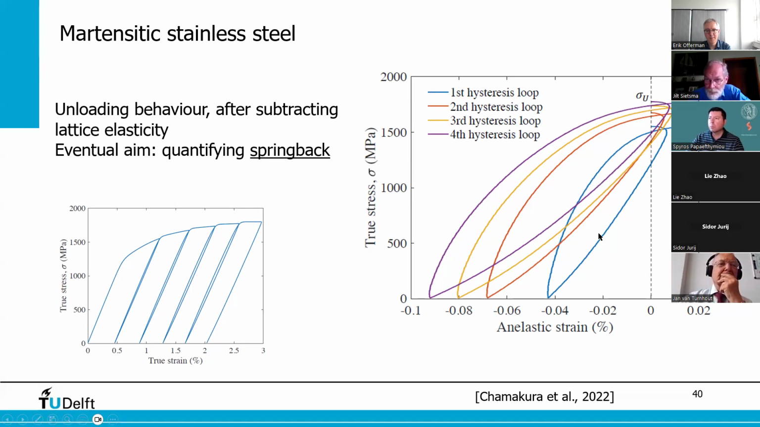And you see that this hysteresis loop is very strongly dependent again on the dislocation density. The higher the dislocation density, because these are the 4 loops. So loop number 4 is at the highest plastic strain, so the highest dislocation density. So you get a lot of deviation from Hooke's law, actually.